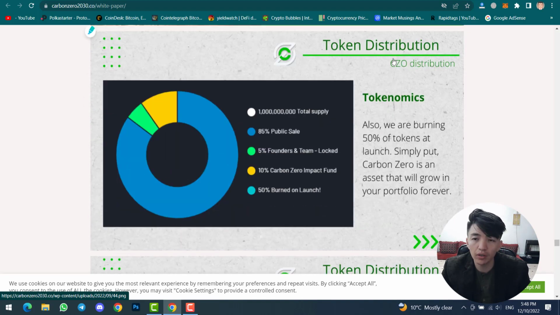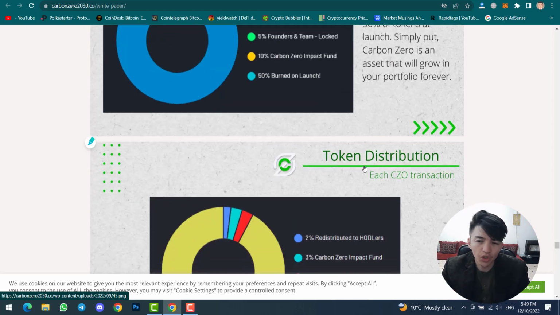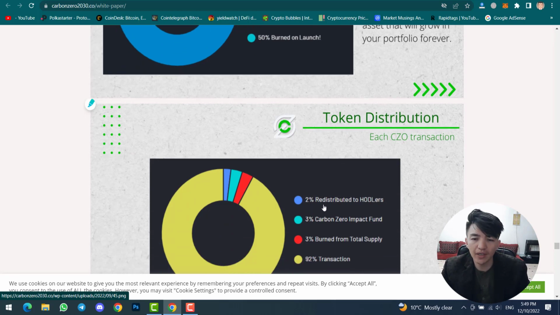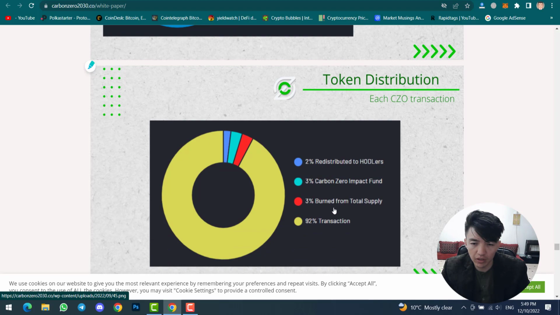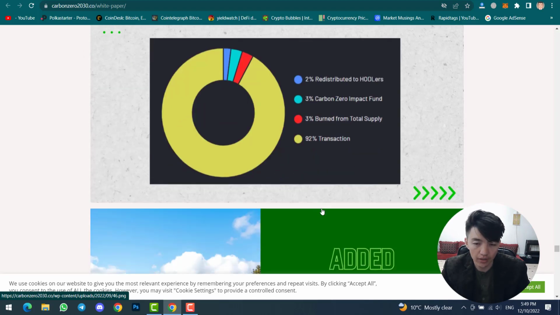This is the token distribution. So the total supply is only 1 billion, 85% for public sale, 5% founders and team, 10% Carbon Zero Impact Fund, 50% burn on launch. So they are going to burn 50%, 50% from 100%. Okay, token distribution: 2% redistributed to holders, 3% Carbon Zero Impact Fund, 3% burn from total supply, 92% transaction.